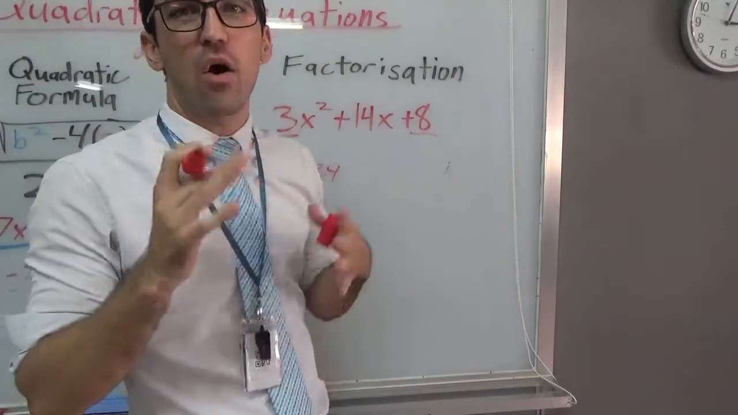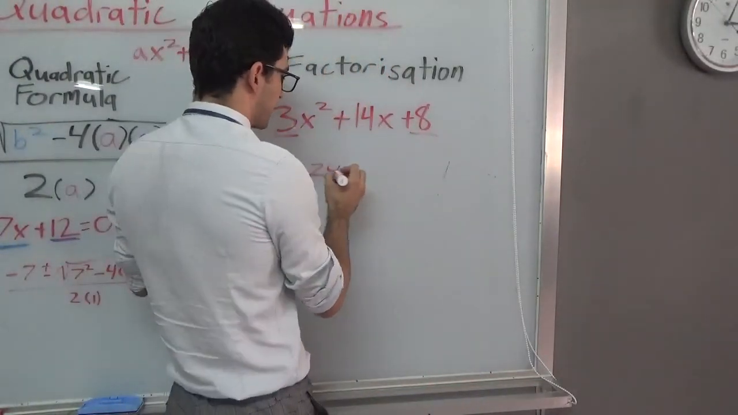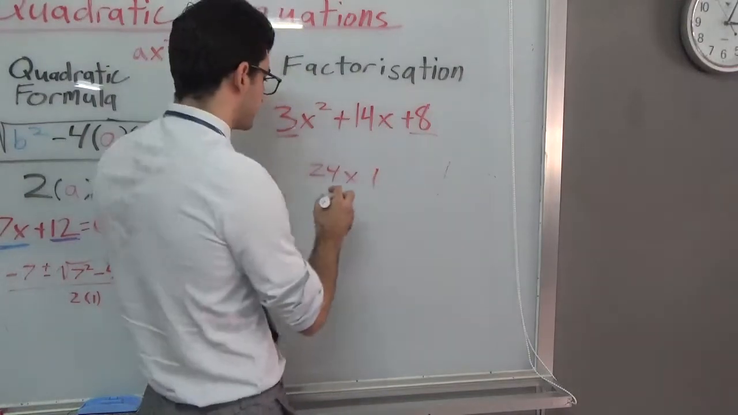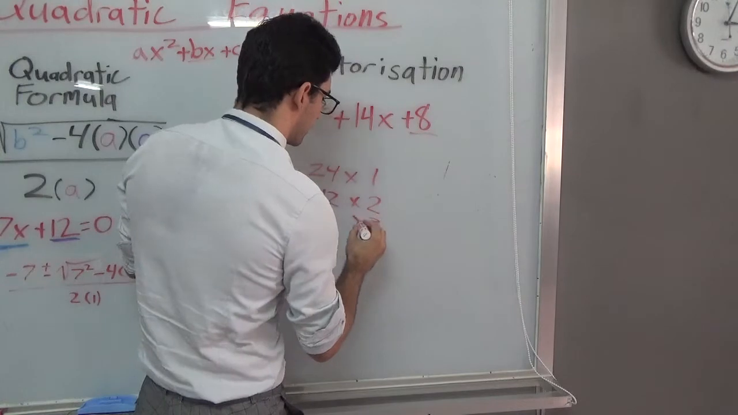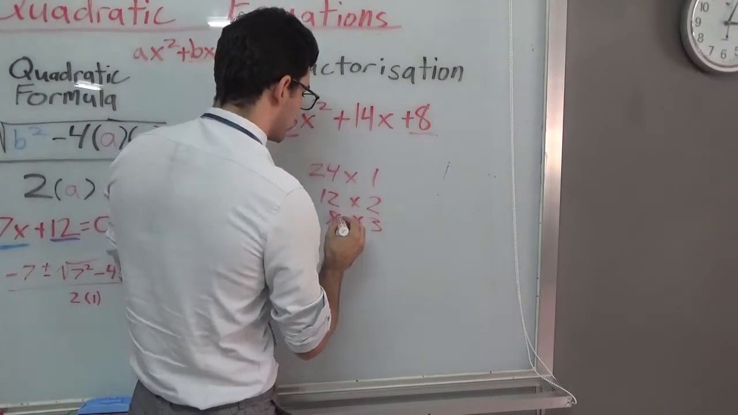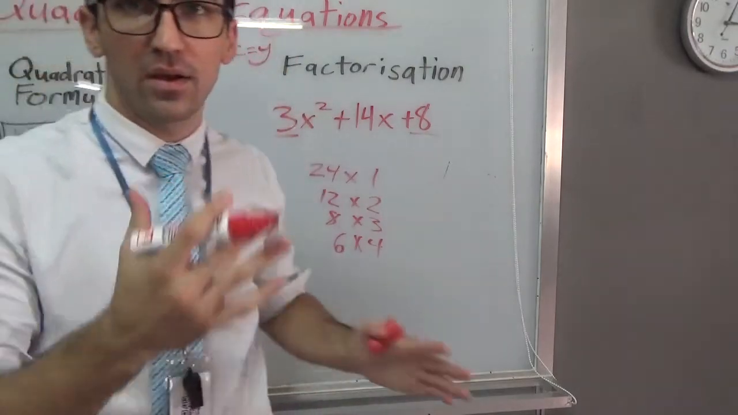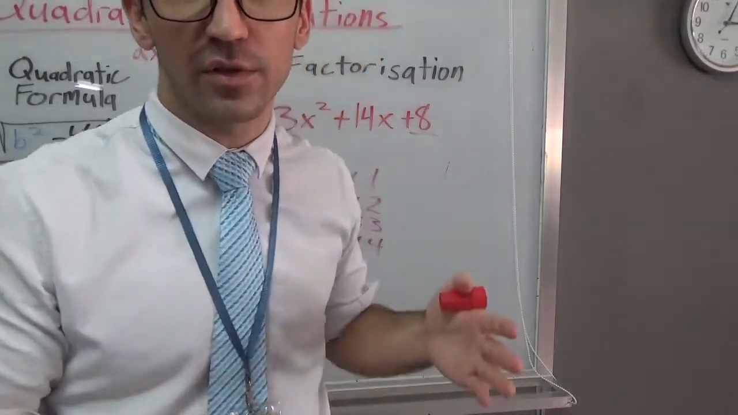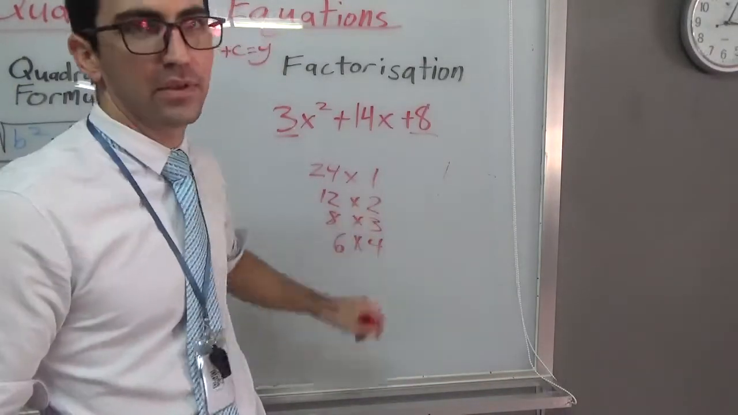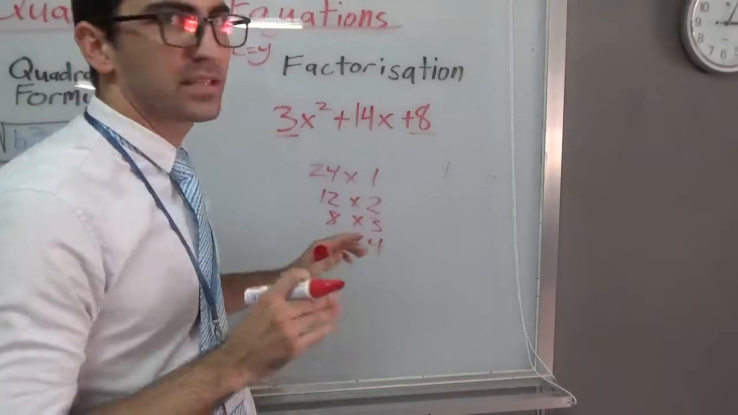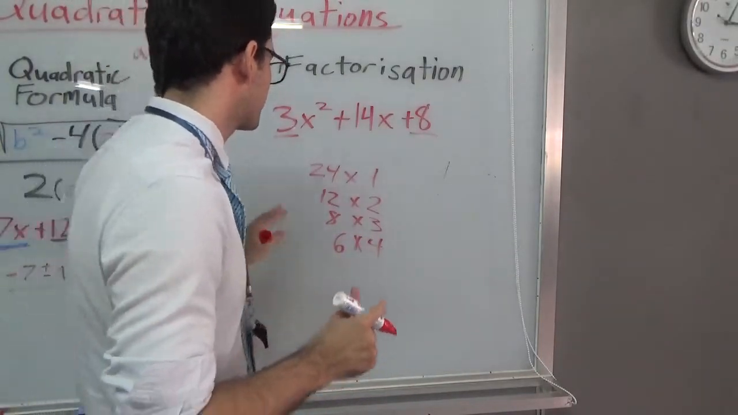Now we're going to take all the possible factors of 24. So we've got 24 times 1, 2 times 12, 3 times 8, 4 times 6, and then we'll double it because they could also be negative. So it could be -24, -1, -12, -2, but we're going to leave it here.